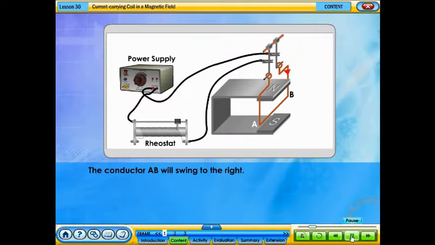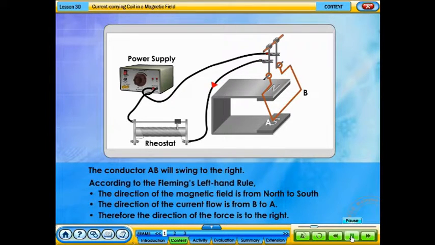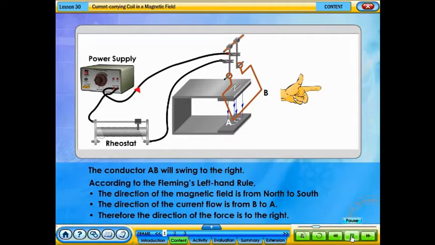The conductor AB will swing to the right. According to Fleming's left-hand rule, the direction of the magnetic field is from north to south. The direction of the current flow is from B to A. Therefore, the direction of the force is to the right.